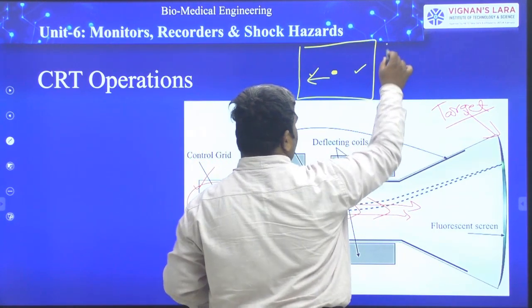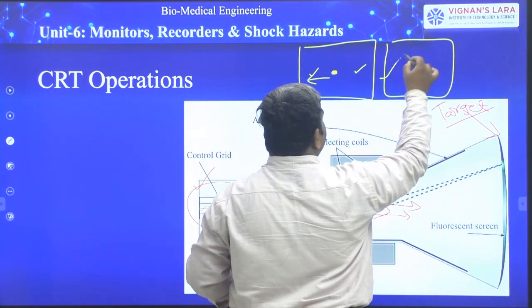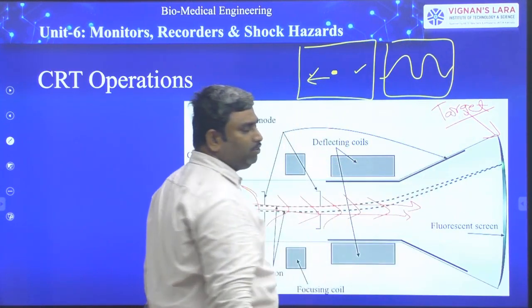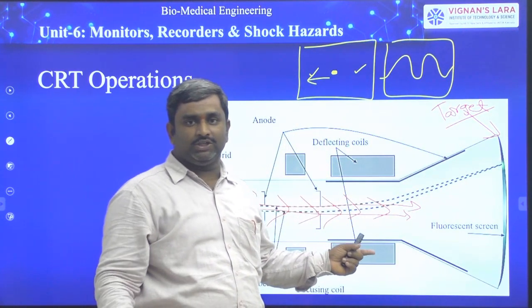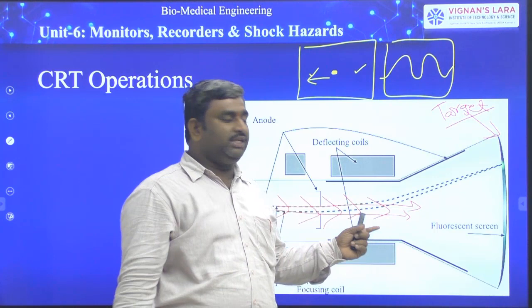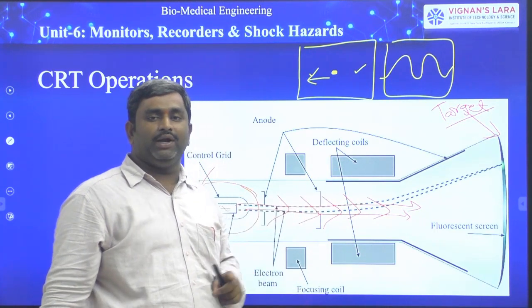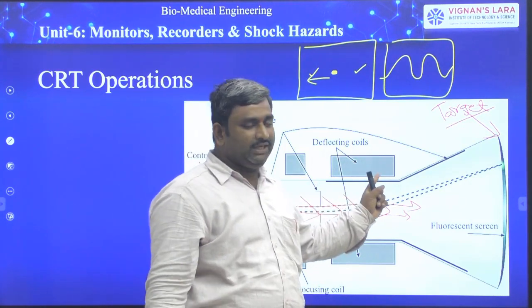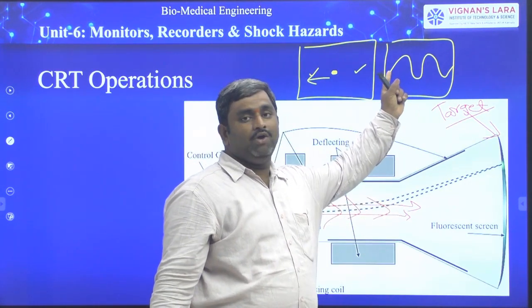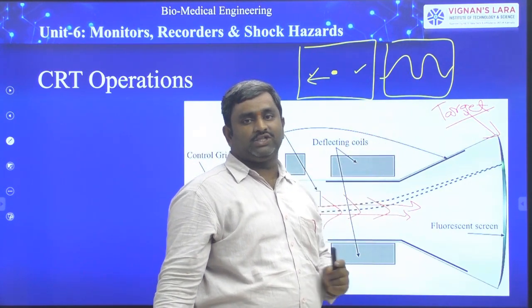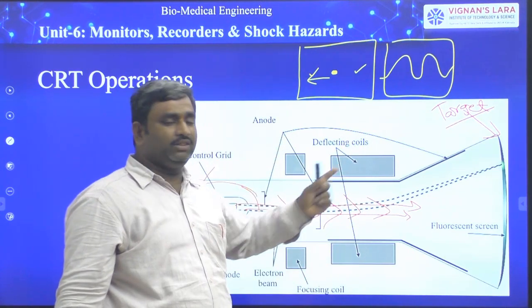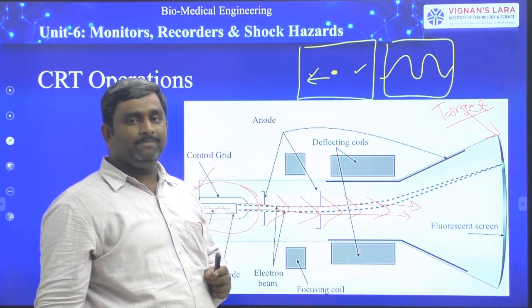For example, if you want to see a signal in this fashion, then you have to move this electron. You have to give some information to the horizontal and vertical deflection plates. Then these deflection plates will help to draw this type of signal on the phosphorus screen.